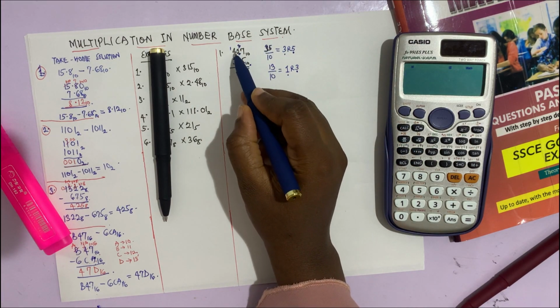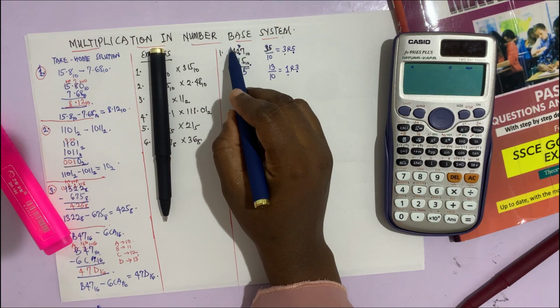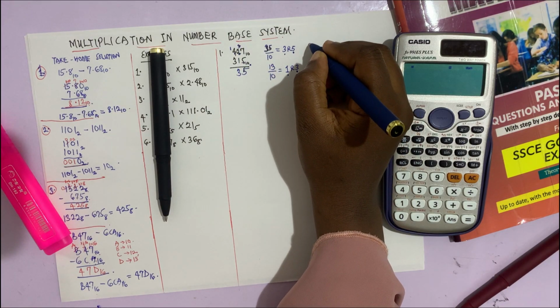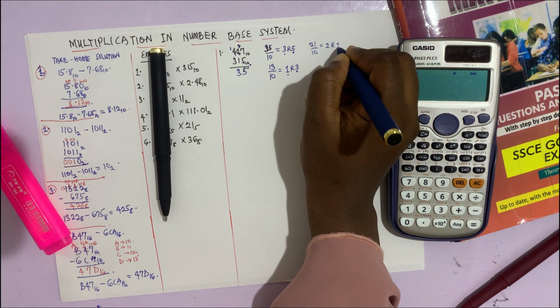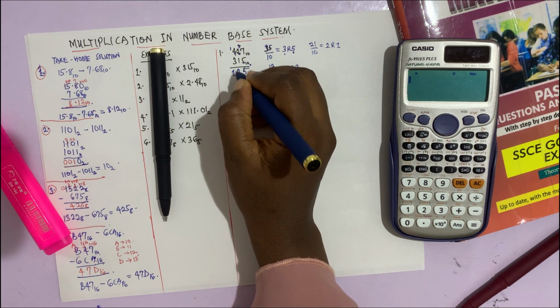So 5 times 4, 20. 20 plus 1 is 21. So 21 divided by 10 gives us 2 remainder 1. So we write 1, we carry 2.